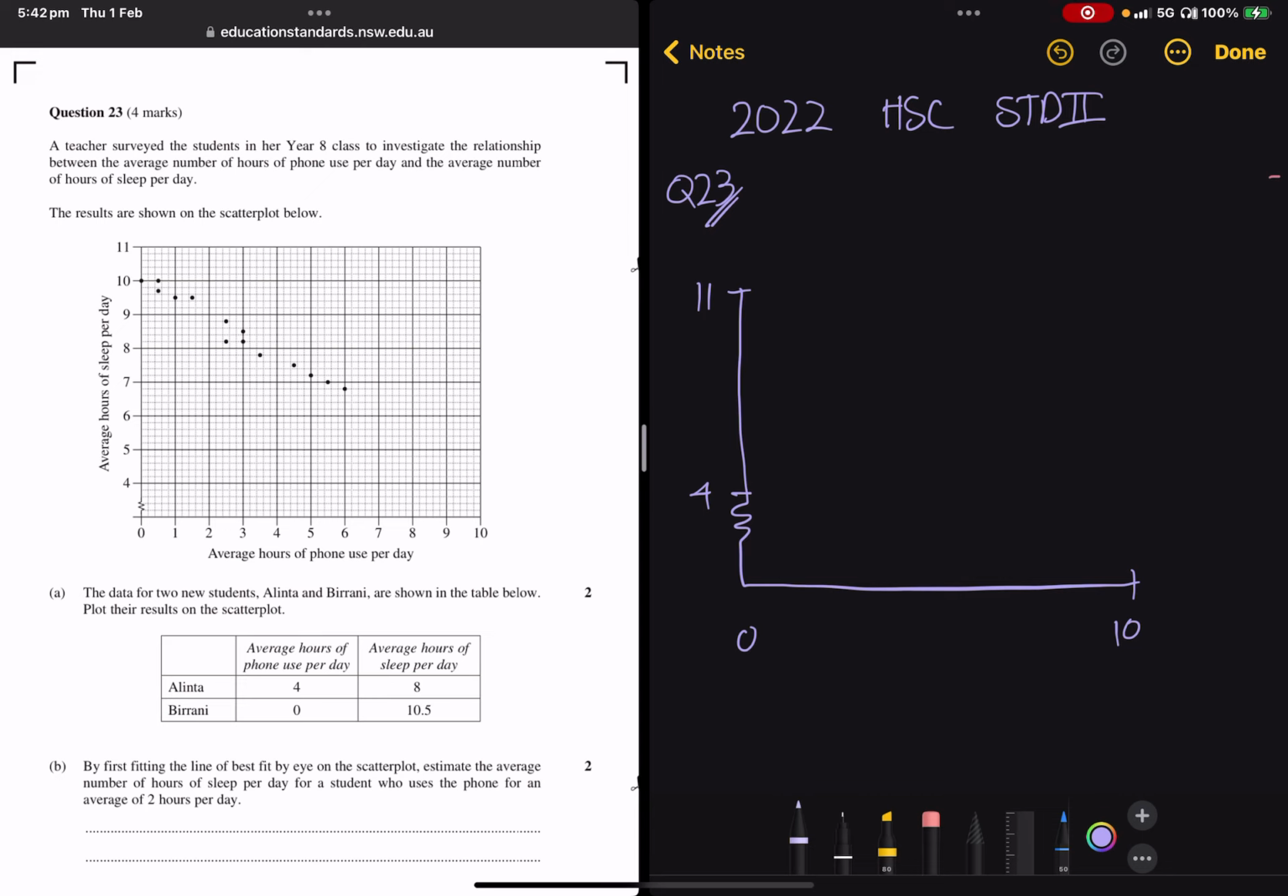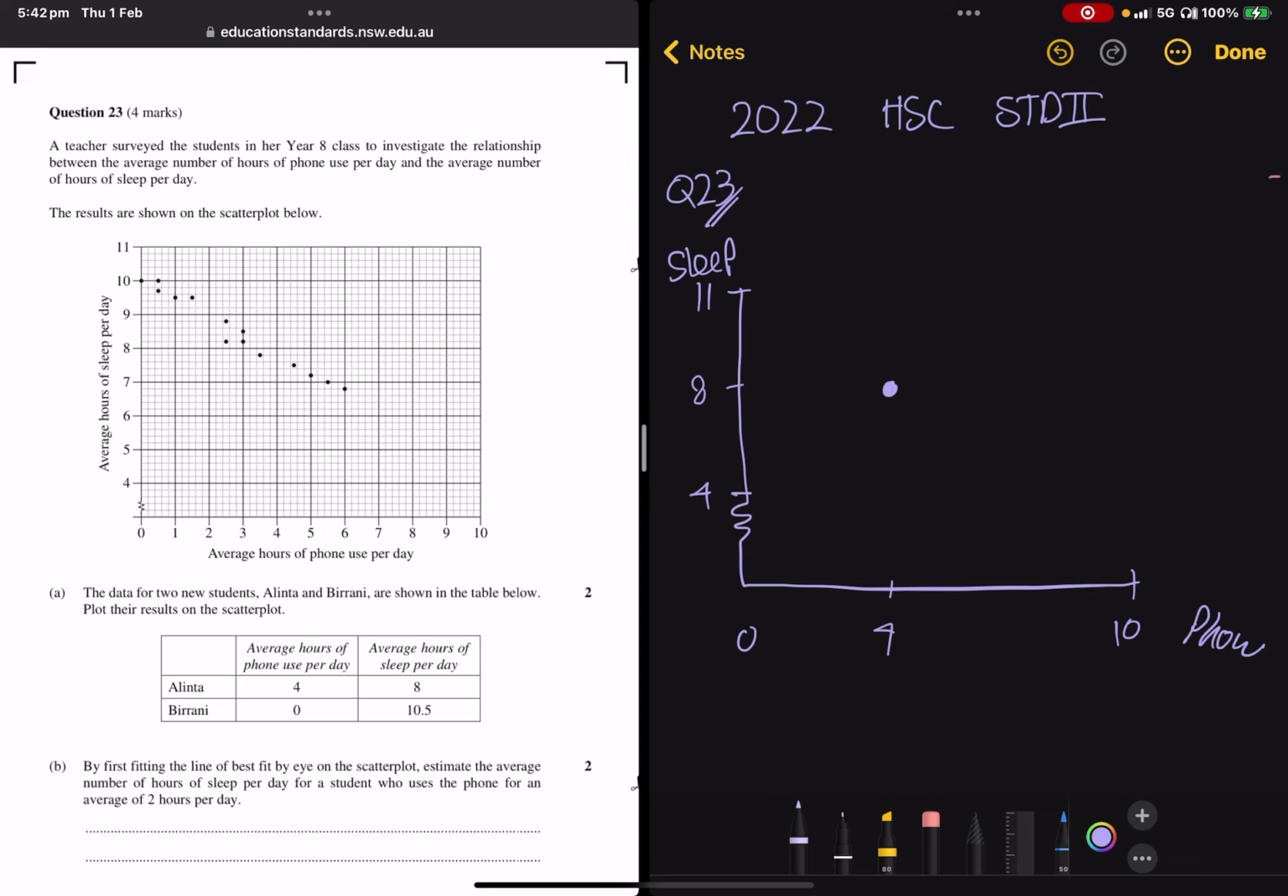So we are told Alinta has 4 hours of phone use per day. Phone is on the x-axis and sleep is on the y-axis. So Alinta has 4 hours of phone, 8 hours of sleep. So 4 is about here, 8 is about here. So 4, 8, this is Alinta.